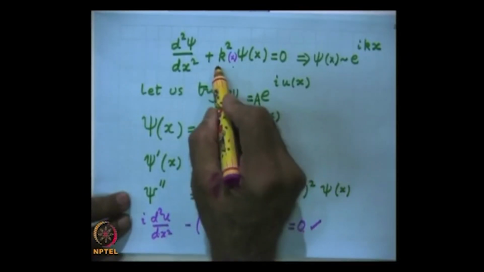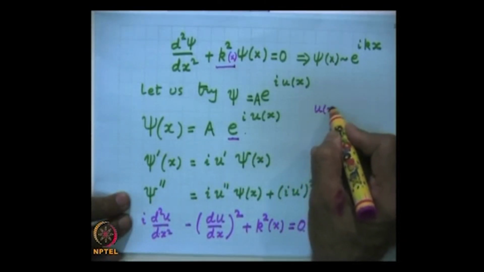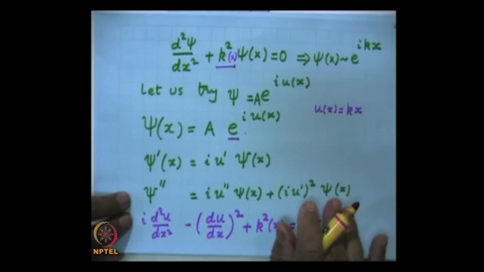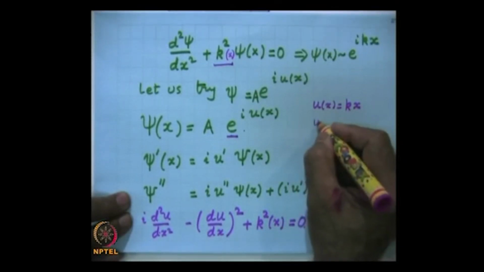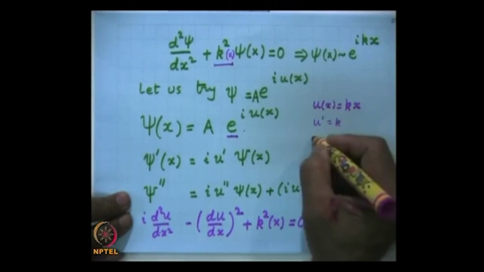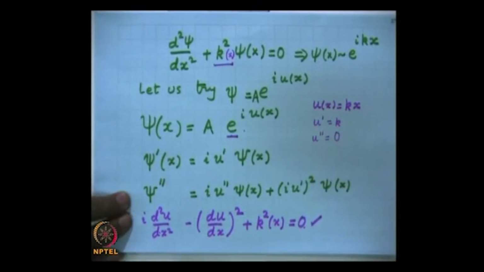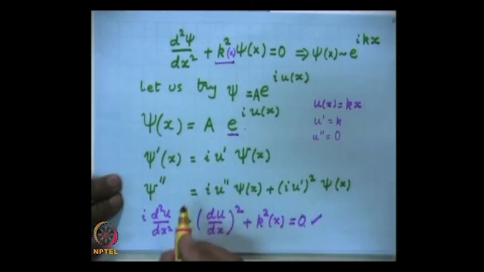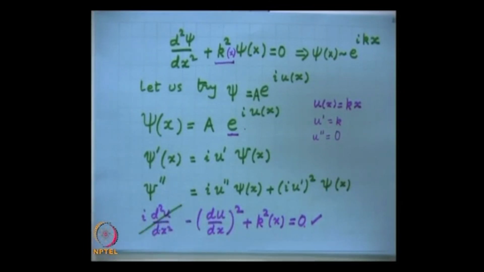Now, when k square of x is independent of x, then this tells us that u of x is equal to k times x. So, u prime will be k and u double prime will be 0. This suggests that if k square of x is slowly varying, then let me in the first place neglect this term.